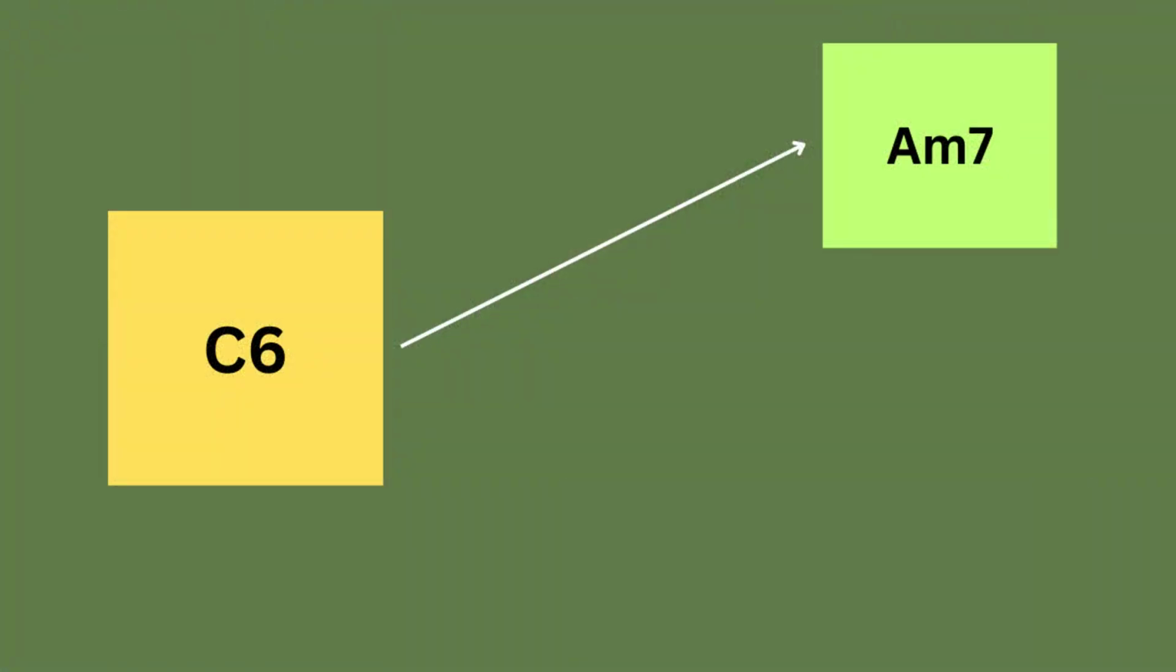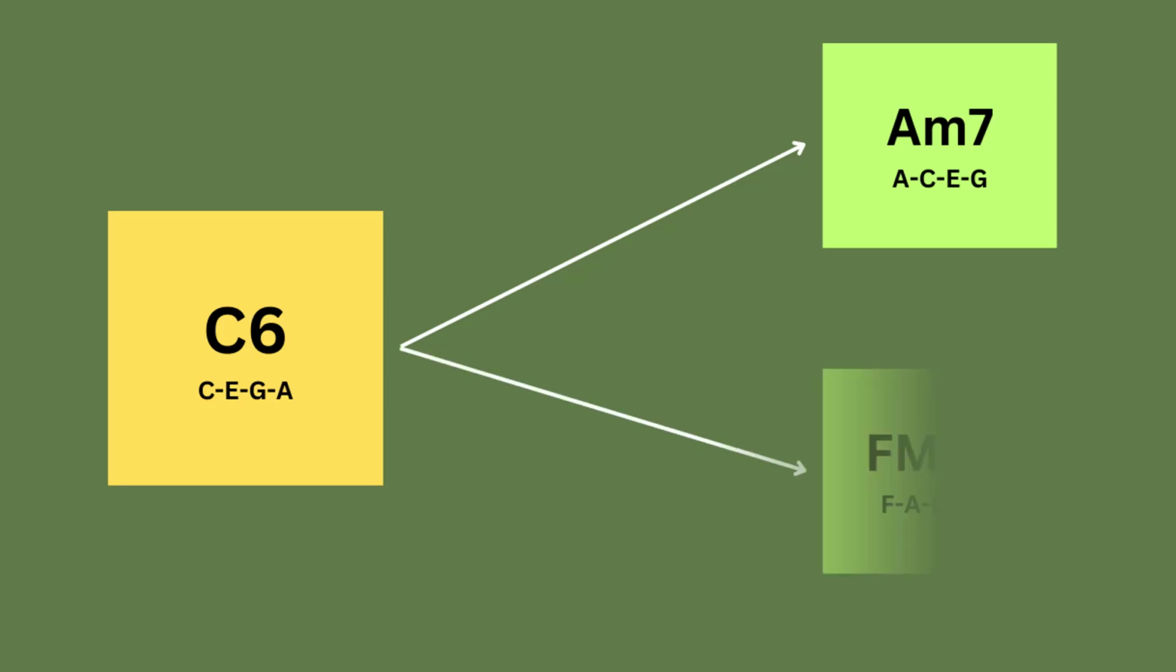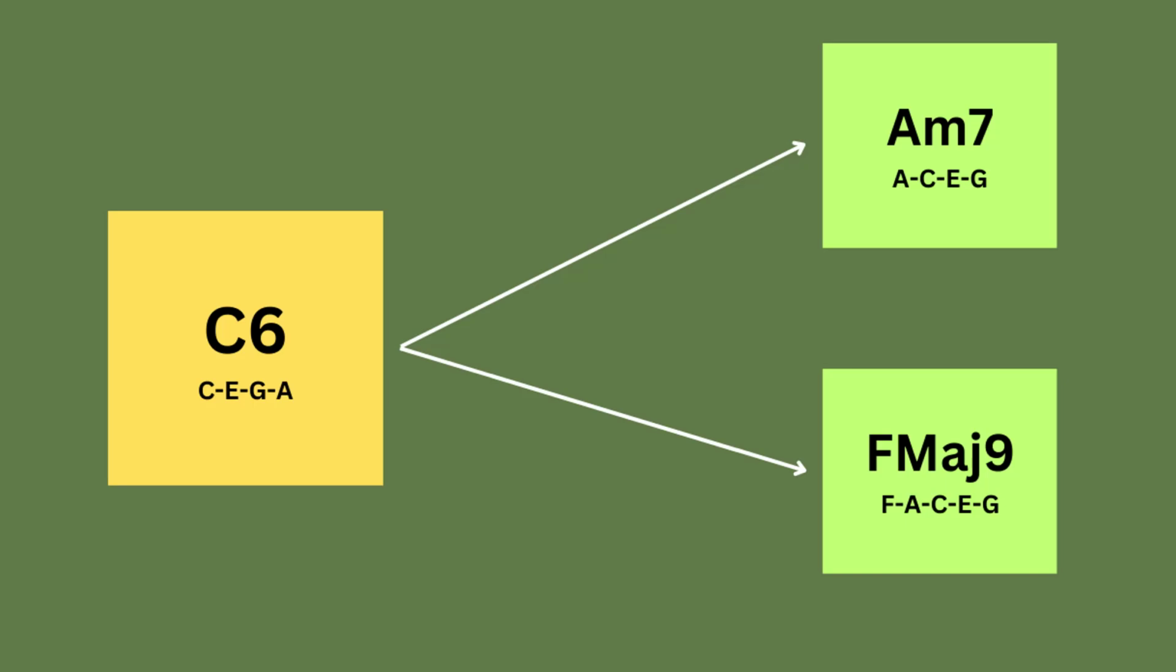So far, we know that the C sixth chord can function as an A minor seventh. The notes in a C sixth chord are C, E, G, A. And the notes in an A minor seventh chord are A, C, E, G. In fact, the A minor seventh chord is simply an inversion of the C sixth chord. And we also know that the C sixth can function as an F major nine. For instance, a C sixth with an F bass would have the notes F, A, C, E, G. And that's the exact same notes that would be in an F major ninth chord.